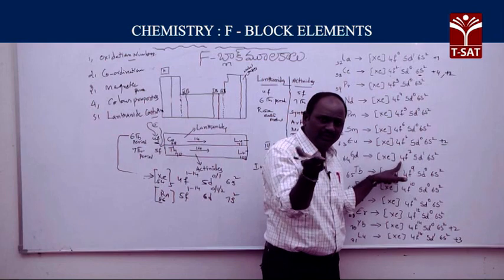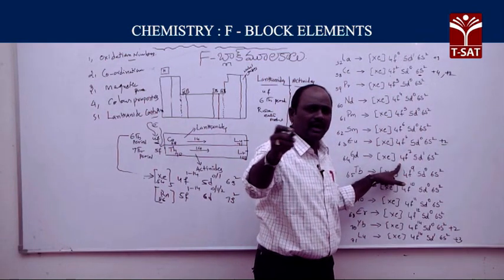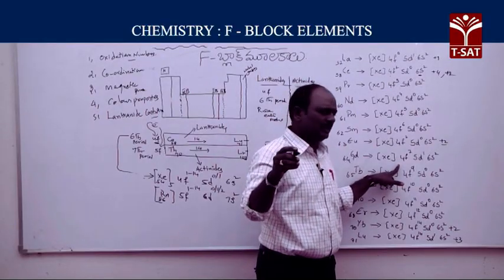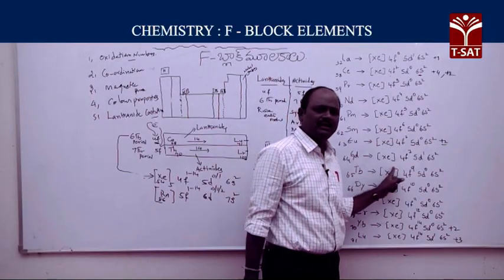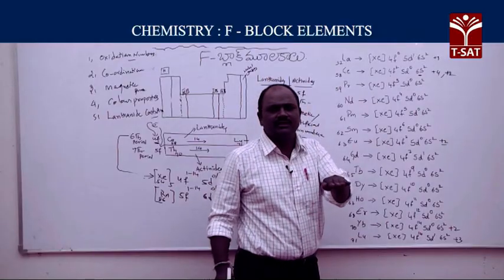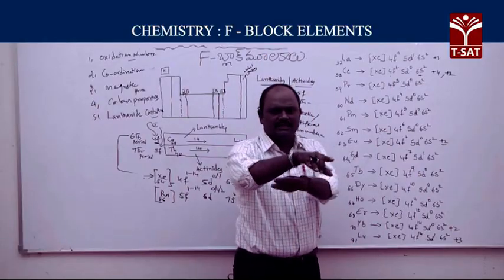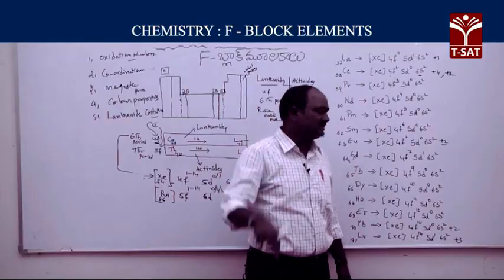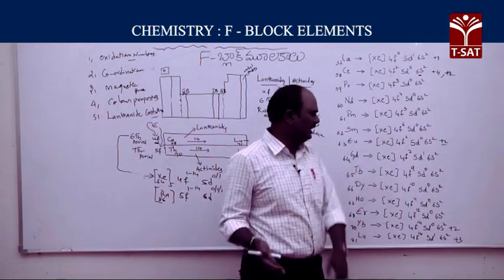But a half-filled electronic configuration is the stable one. In the f sublevel there are 7 orbitals, therefore we can accommodate a total of 14 electrons. That is a completely filled electron configuration. If 7 electrons are there, that is a half-filled electron configuration. Both the half-filled and completely filled electron configurations are very stable. That is why elements try to get either the half-filled or the fully filled electron configuration.